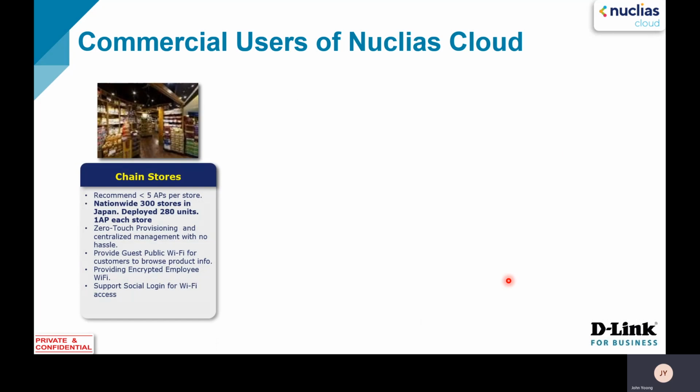Next, for the chain store, same thing, nationwide, 300 stores in Japan, deploying 280 units, around 1 AP per store. Same thing for their IT administrator, they just go down, plug and play, very easily for them. They also can provide guest Wi-Fi using social login. Then we have WPA2 and WPA3 for the employees, and social login for the guests.